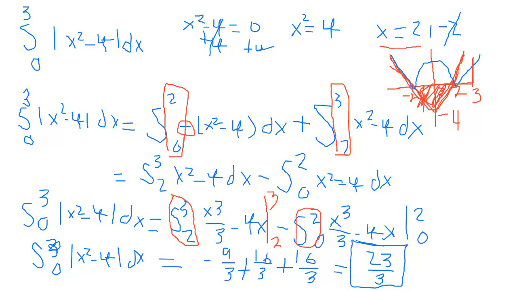Does that make sense, Andrew? This is to deal with when the integrand is an absolute value. All right, when the integrand is an absolute value function, we have to figure out which part is negative and which part is positive for the function inside the absolute sign.